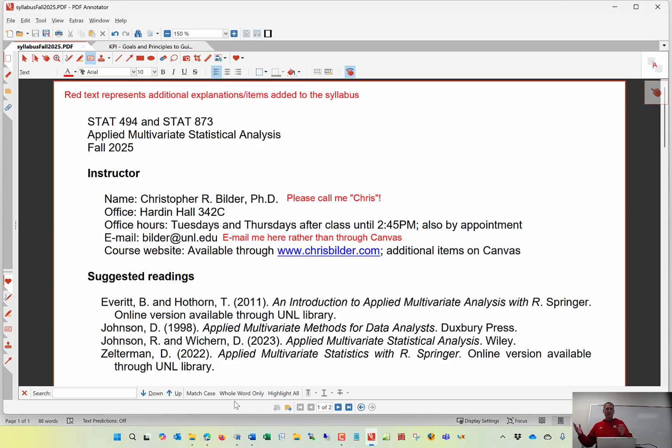As I was preparing for class here, I ended up typing a few things in red here. Most of this is just reminders for me to mention during our class. You're welcome to write it down or type it on your PDF. It doesn't matter. It is mainly there for me to remember.